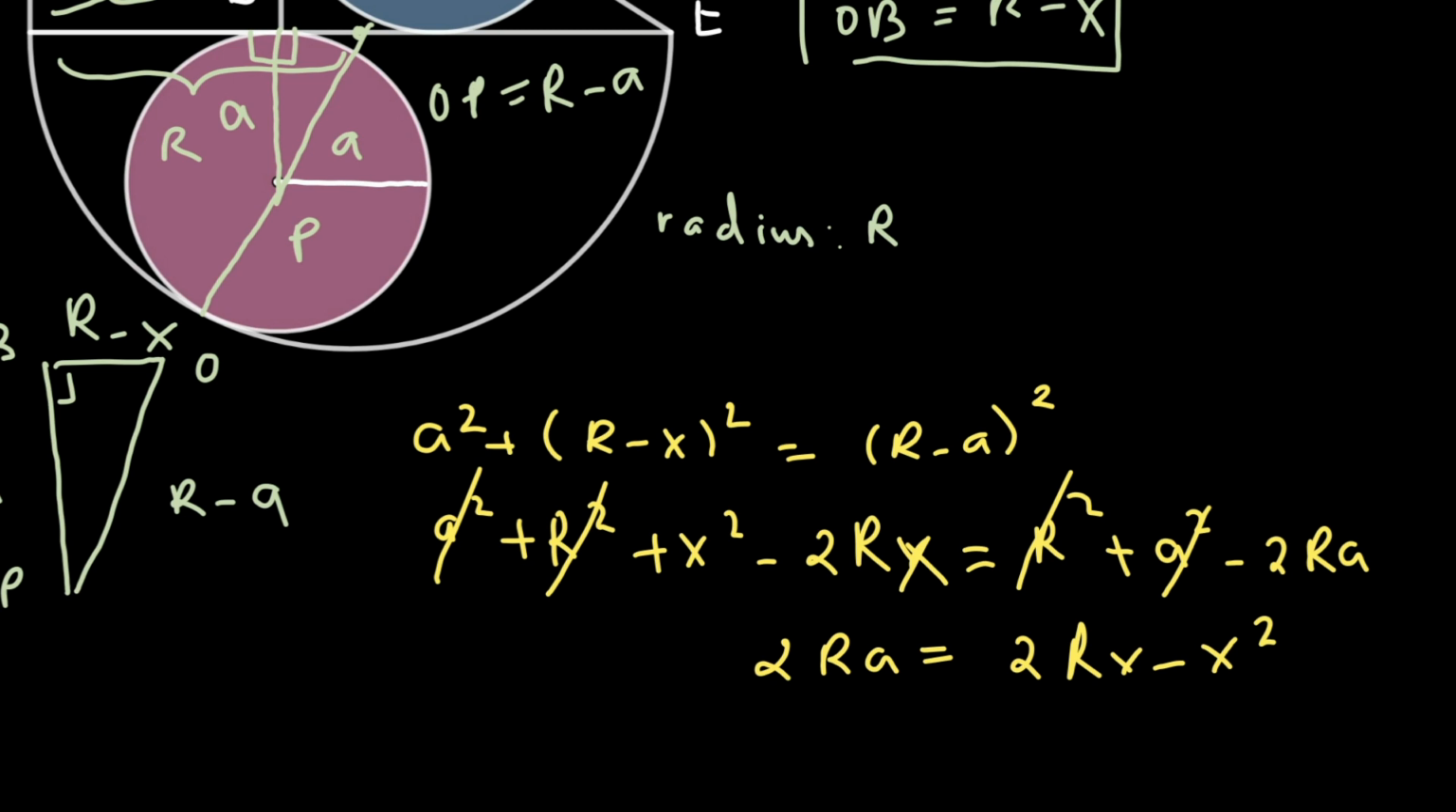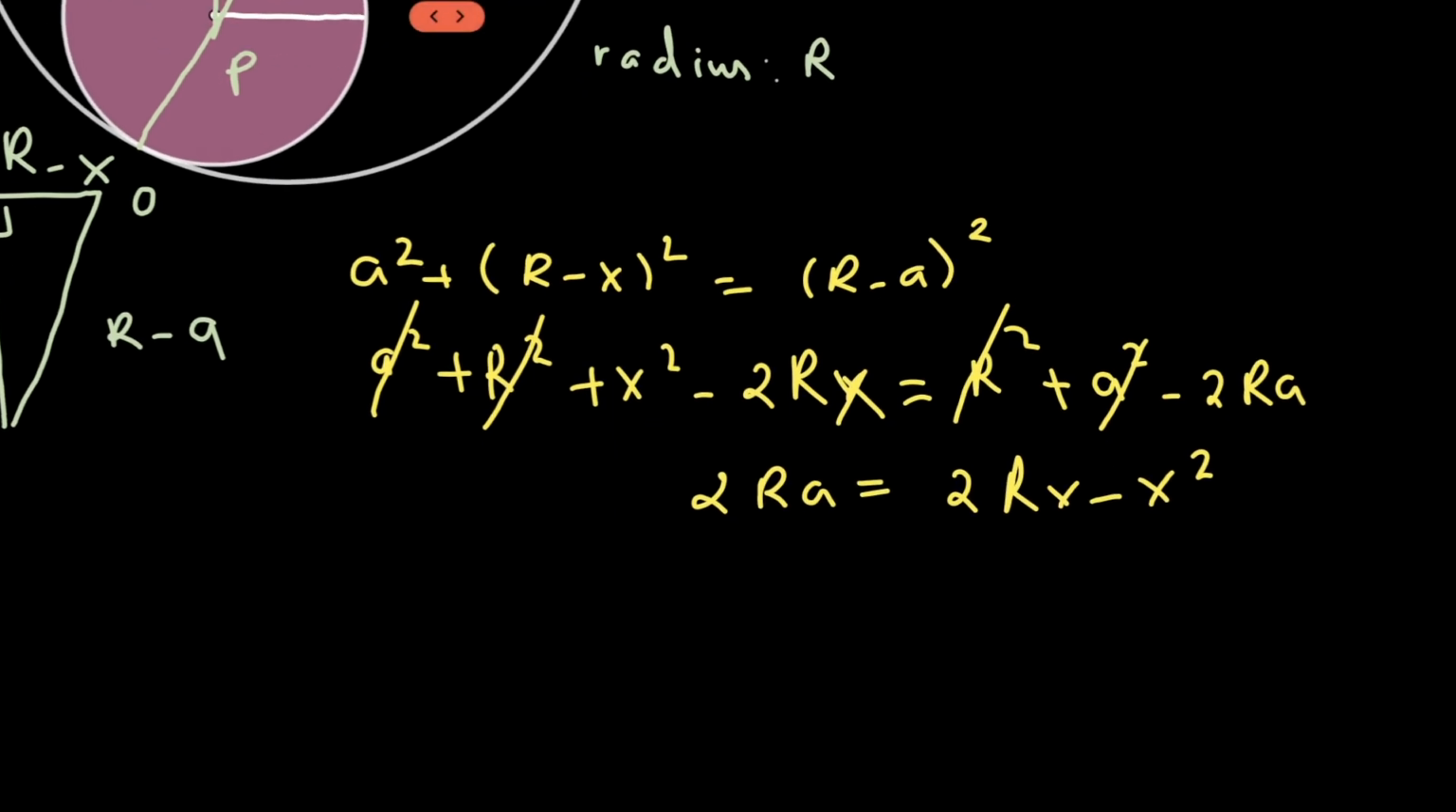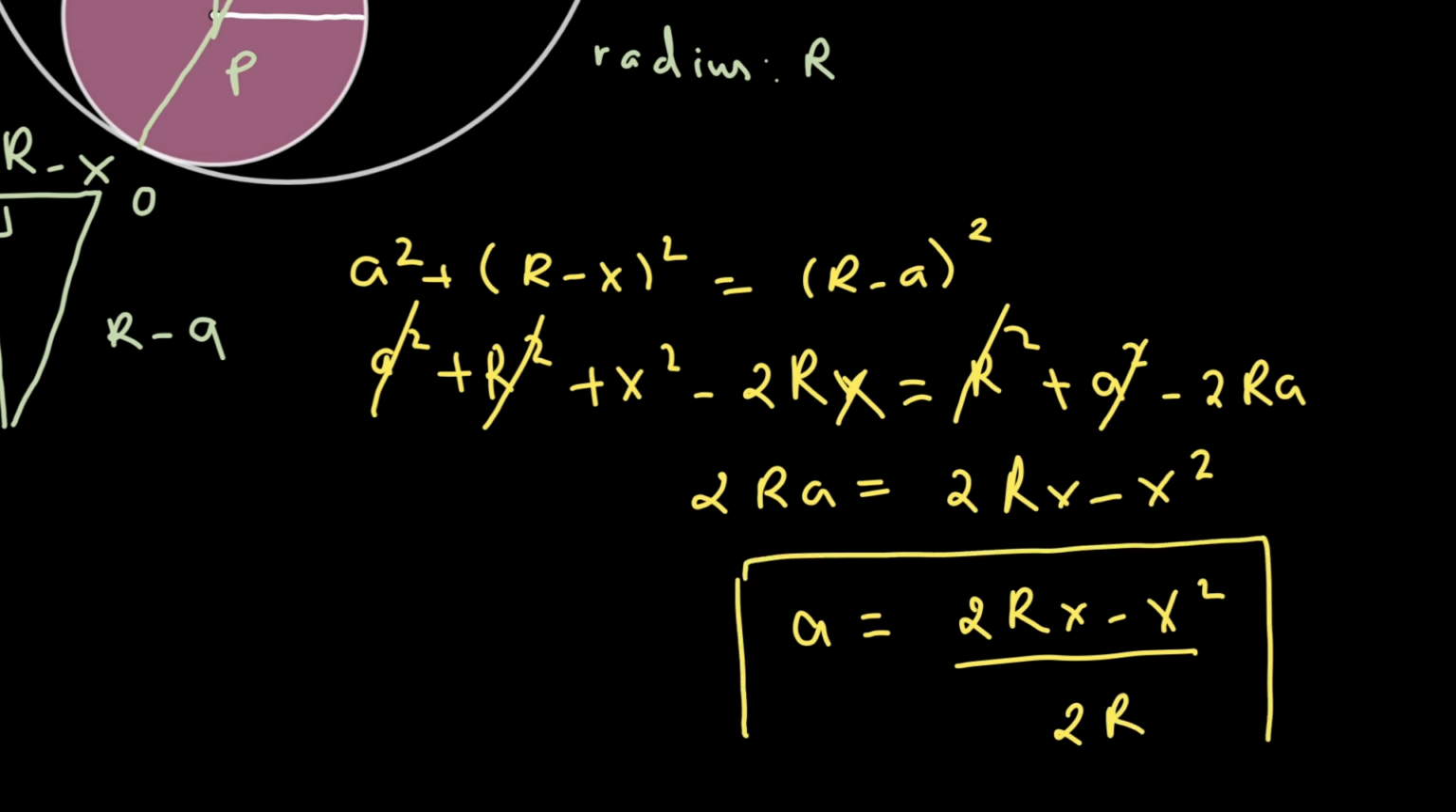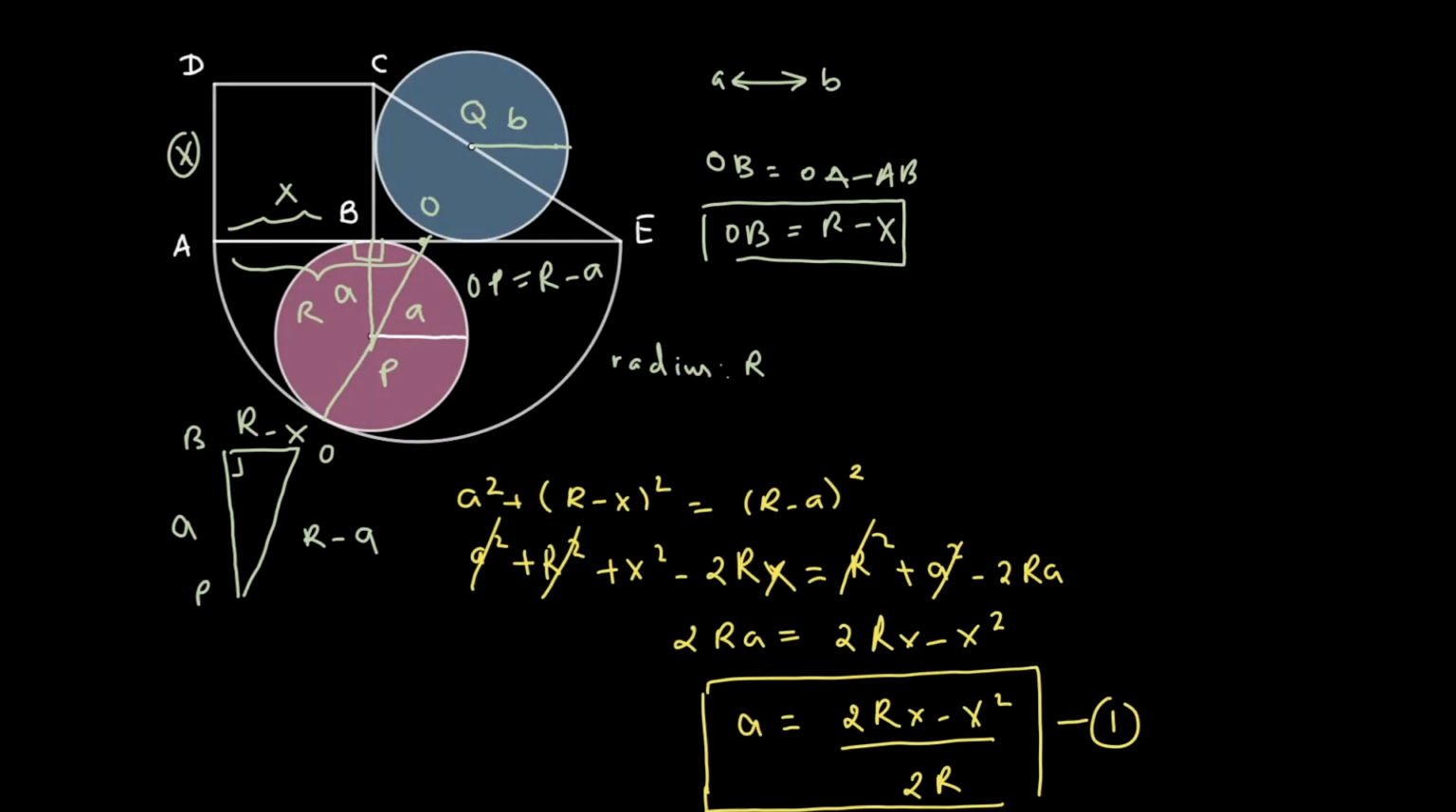Okay, now we can simply divide both sides by 2 times r, so we will finally get a equals 2rx minus x square divided by 2 times r, and this is the value of a. Keep this as it is and let it be equation number 1. Okay, so here we have got equation number 1, and this was basically working with the red circle.